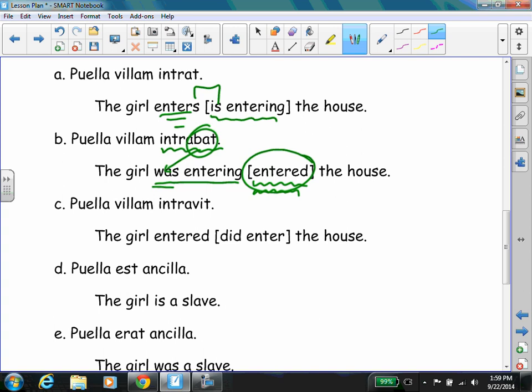Sentence 3, we have Puella intravit. Again, I have to identify the perfect tense. Translation is the girl entered, simple past, the house. You can say did enter as well. Again, Latin will not distinguish between those two translations. To them, they're all the same. It's just past tense. It's done. It's finished. It's specifically one point on the timeline. It's completed action. That's what perfect means. It's completed. Whereas you see was entering could happen over a period of time. That's why we call it continuation of action.